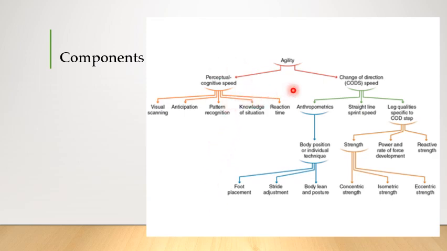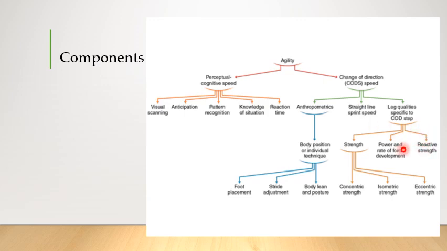So again, we talk about the two big aspects of agility: perceptual cognitive speed and change of direction speed. Okay, so think of this as the cognitive aspect. This is the ability to react, to be able to see things on the field, and so on and so forth. These look more at the physical qualities, okay? And then you see the physical qualities break down further and further, okay? You have the anthropometric straight line speed, which sprint speed is going to still impact change of direction speed, because obviously you have to be moving fast to start with.